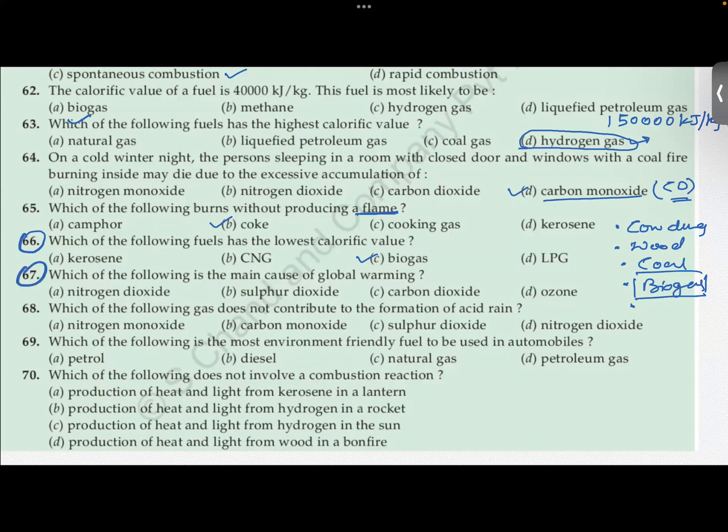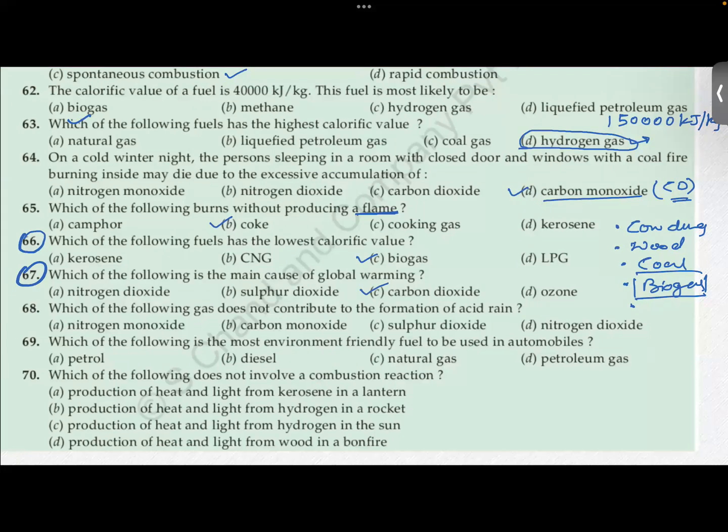What is the answer? The carbon dioxide. Yes, that is carbon dioxide. Which of the following gases does not contribute to the formation of acid rain? That we will also talk about in today's class.